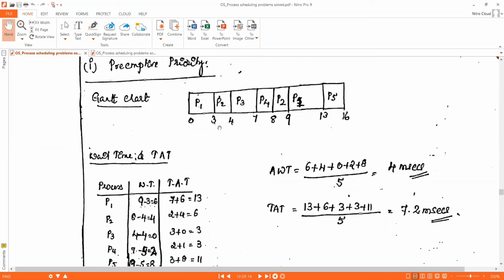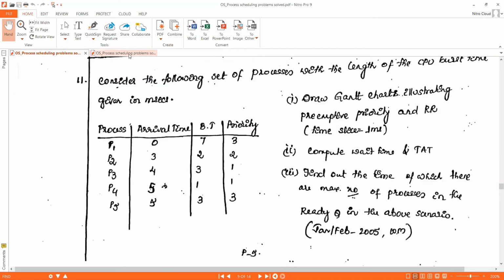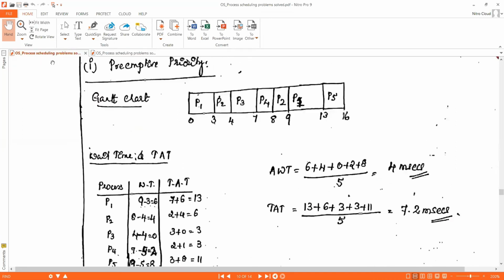Now we'll see process 2. Process 2's allotted time is how much? Process 2 is allotted at clock time 3 milliseconds. What is the arrival time for process 2? Process 2's arrival time is 3 milliseconds. 3 minus 3 is 0 milliseconds, plus the next allotted time for process 2. Process 2 is next allotted at clock time 8 milliseconds, minus its previous preempted time. 8 minus 4 is 4 milliseconds, the waiting time for process 2.